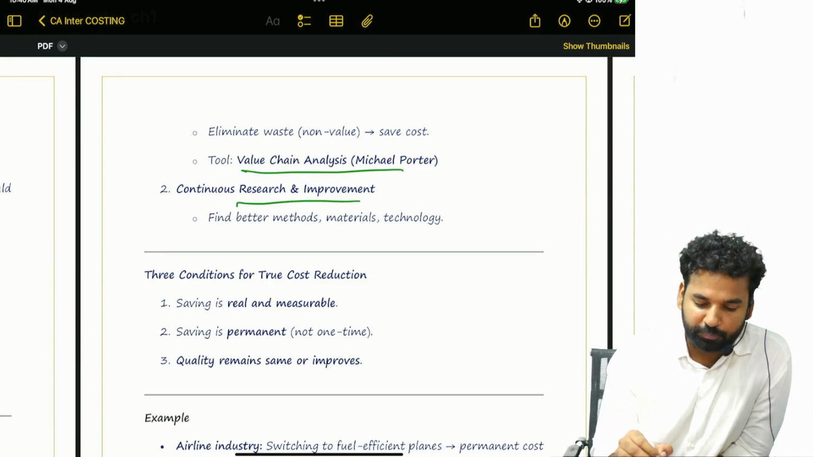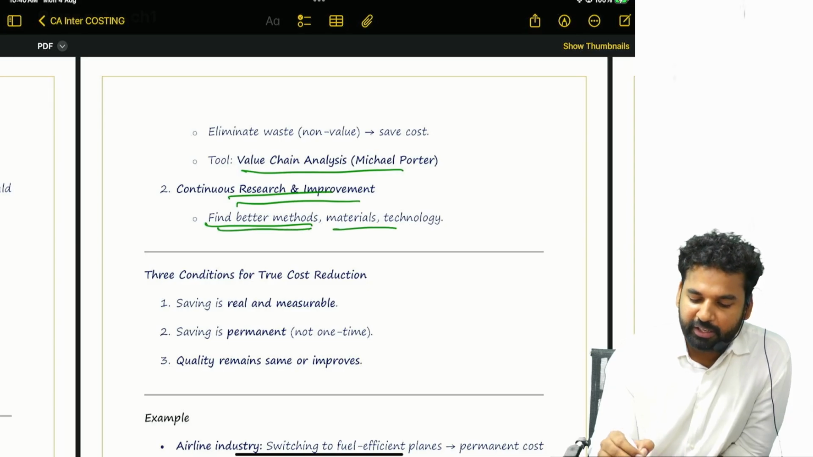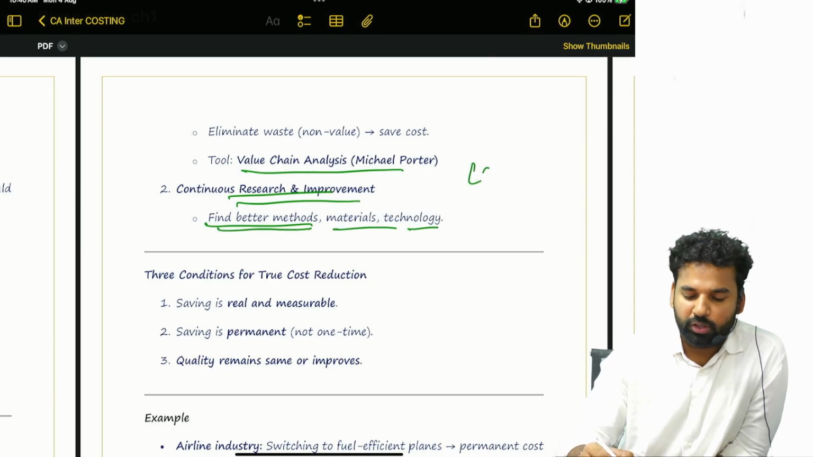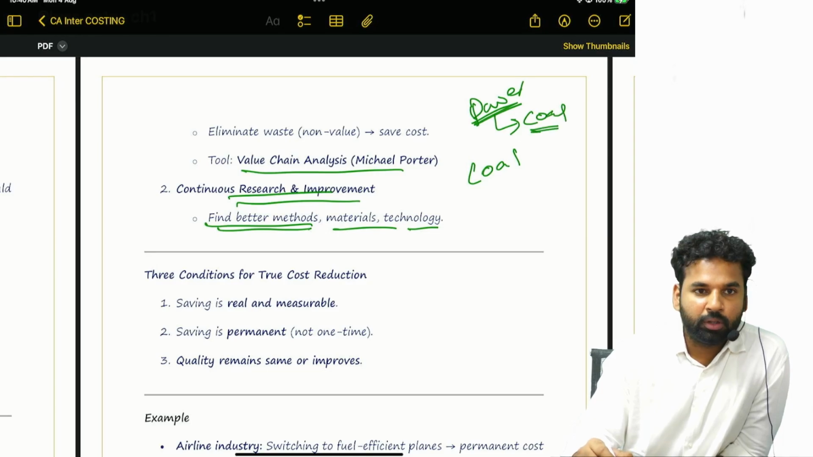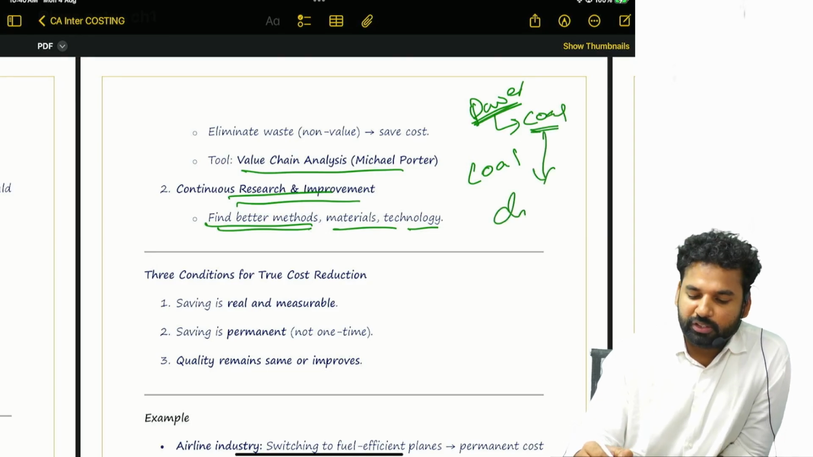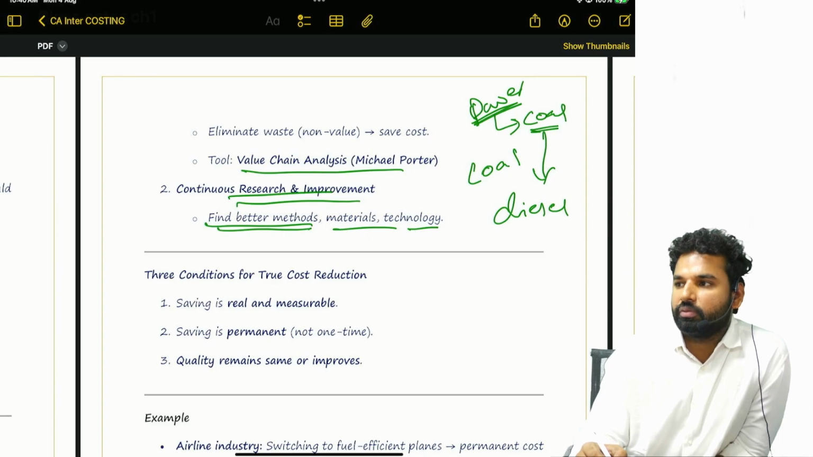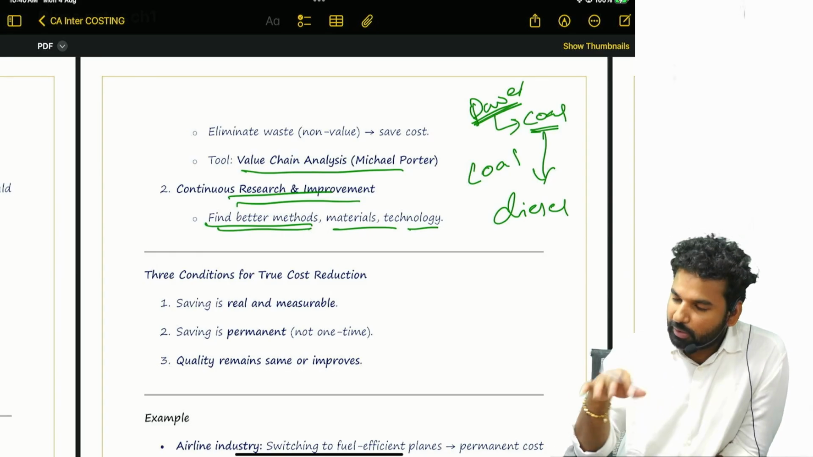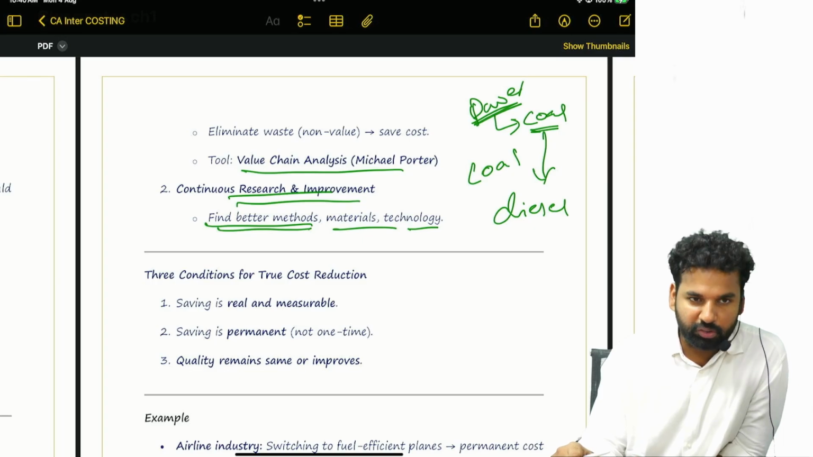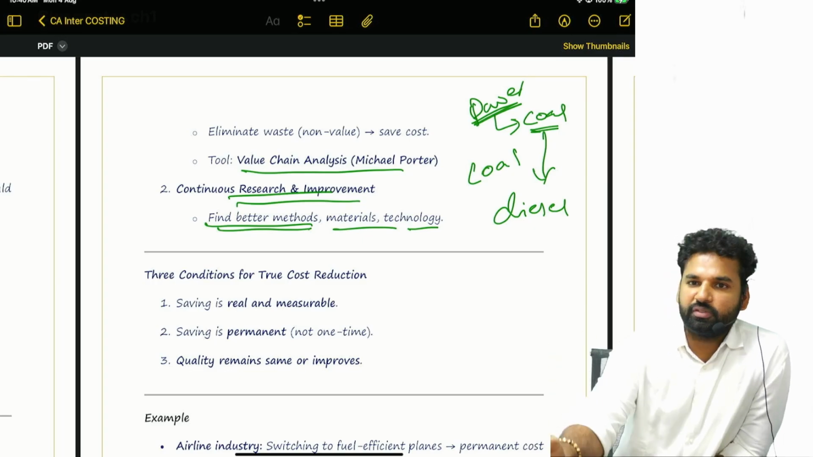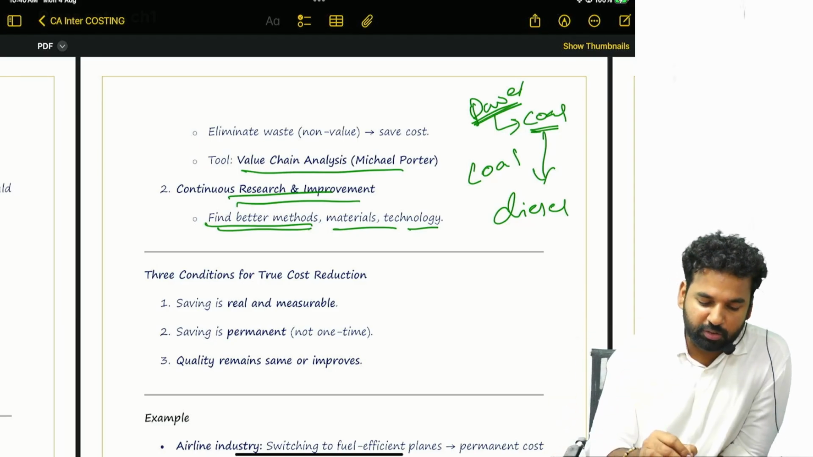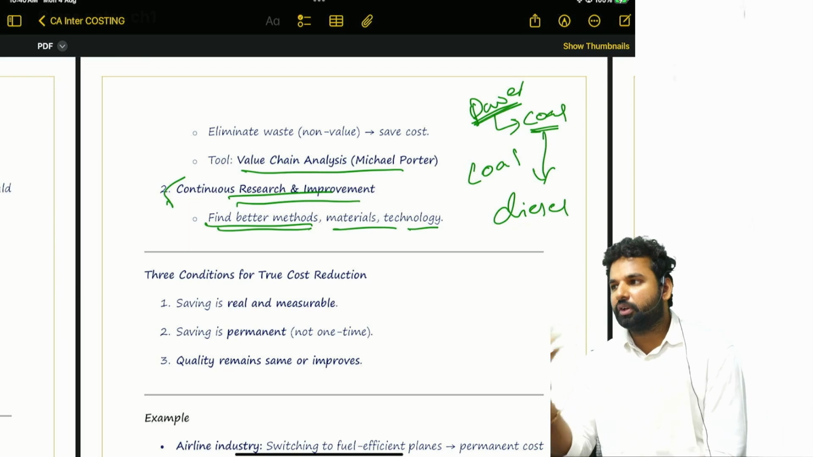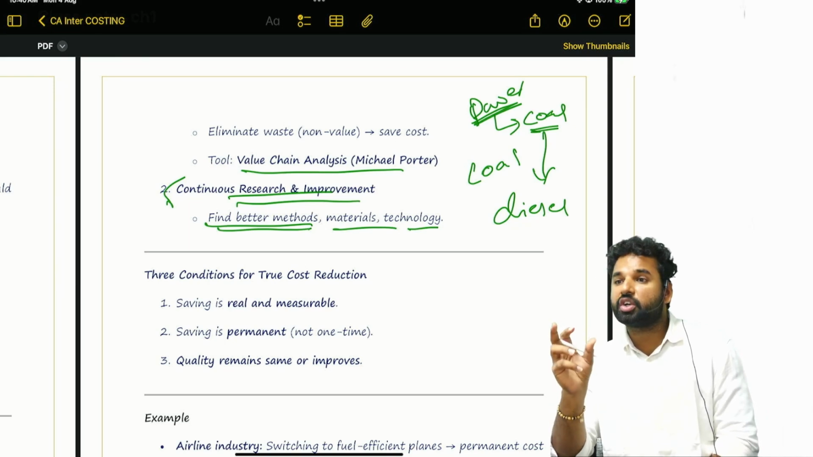Second, continuous research and improvement. So find better methods, materials and technology. Let's say a power plant is there. For generation of electricity, we will use coal as the fuel. So instead of using coal, we will check whether diesel or petrol or kerosene is a better option. So likewise, maybe changing the technology or the material we use. Instead of purchasing from a particular supplier, we will go for another supplier. So likewise, we will take a decision. So continuous research and development on every element of the cost has to be made. Thereby you will get a cost reduction.